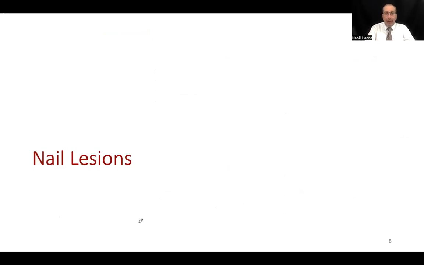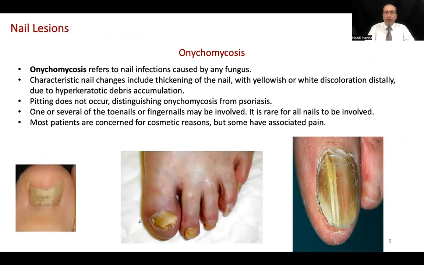Moving on to nail lesions. I'm going to talk about just one example of nail lesion, which is the fungal nail infection or onychomycosis. Onycho refers to the nail, mycosis refers to the fungus. So onychomycosis refers to nail infections caused by any fungus. The characteristic nail changes include thickening of the nail, as you see in these pictures, with yellowish or white discoloration distally due to hyperkeratotic debris accumulation. Pitting edema does not occur in onychomycosis.